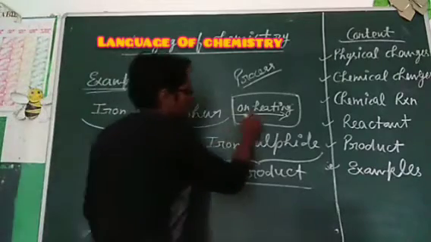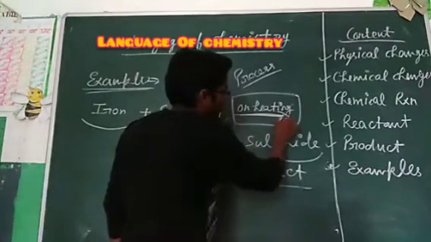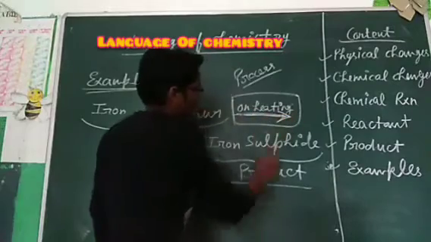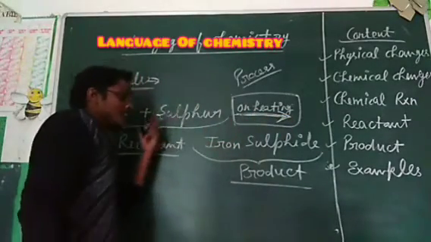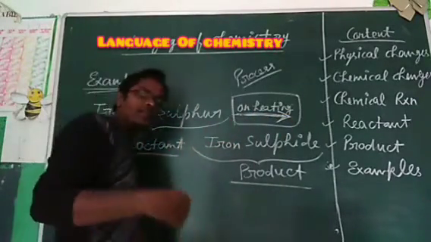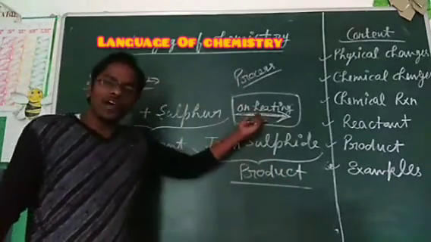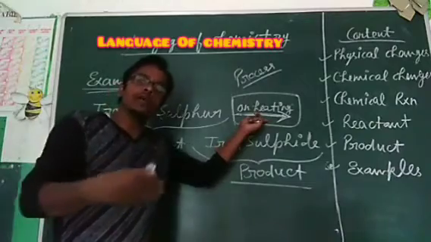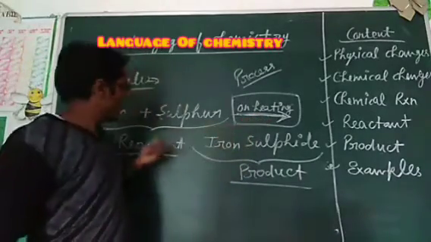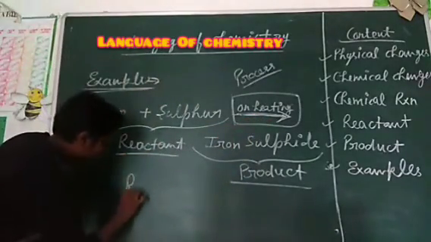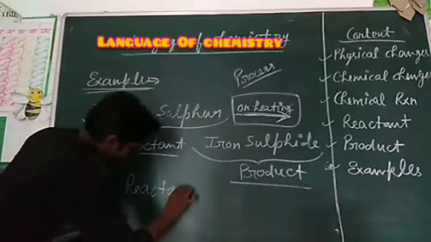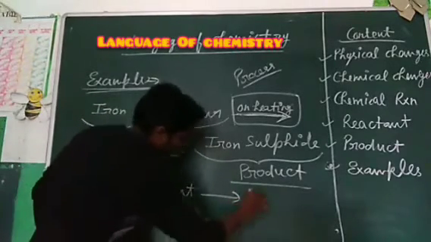So this is the process, and this arrow shows in which direction the reaction is going. Okay, this arrow signifies in which direction the reaction is going. It is going from reactant to product.